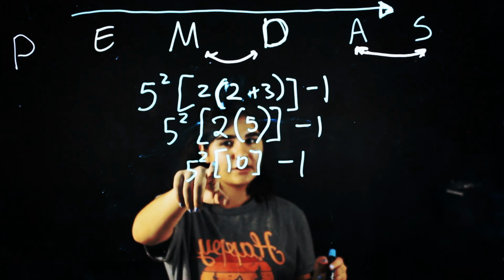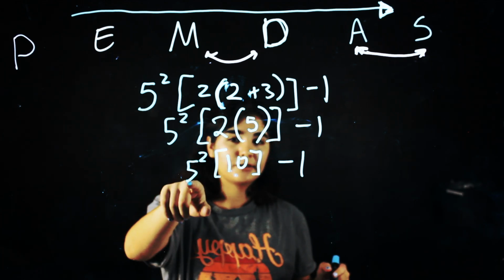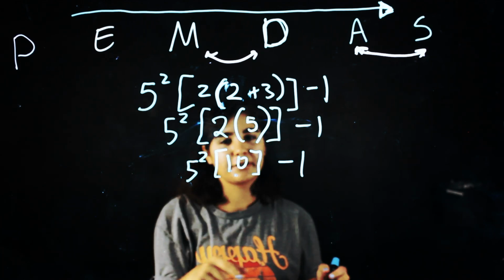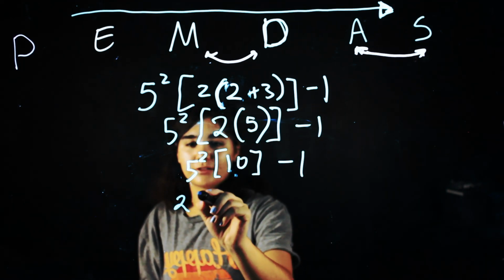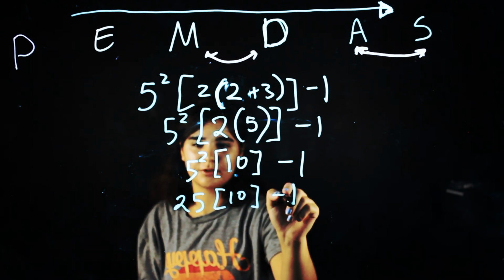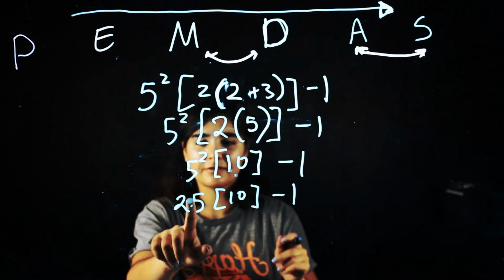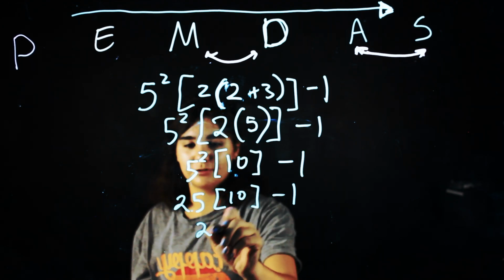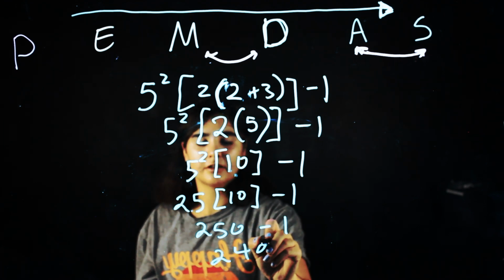So if you think of this as 5 squared times 10 now, then we're going to have to do the exponent first and then multiply it. So we're going to have to do this 5 squared, which is 25, brackets 10 minus 1. Okay, now this is 25 times 10, which is 250, minus 1, which is going to get our answer to be 249.